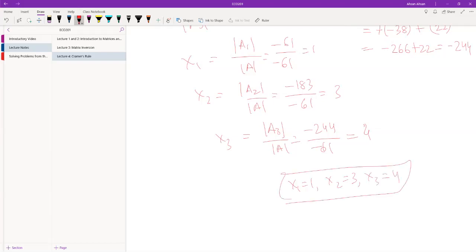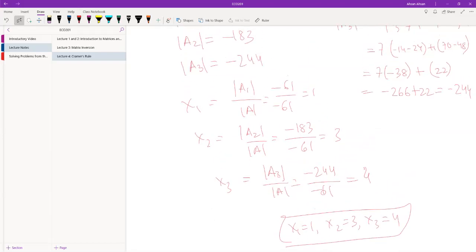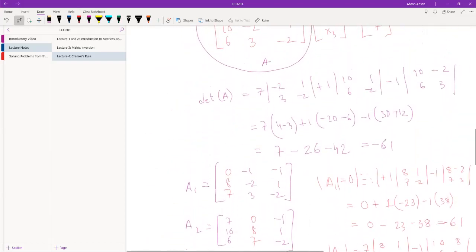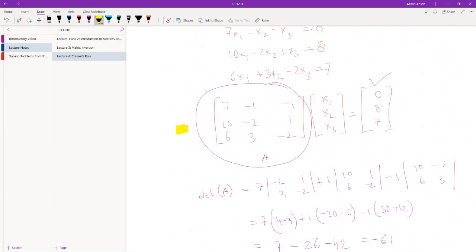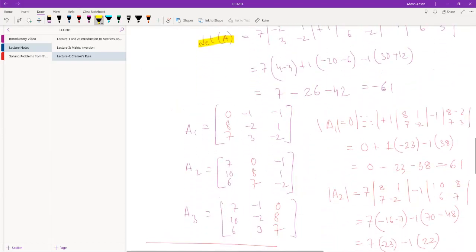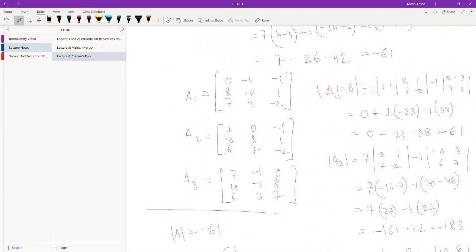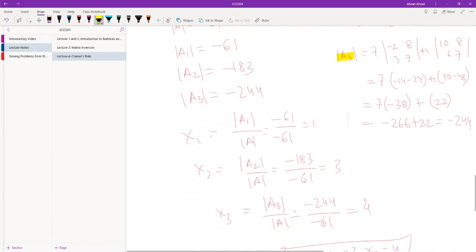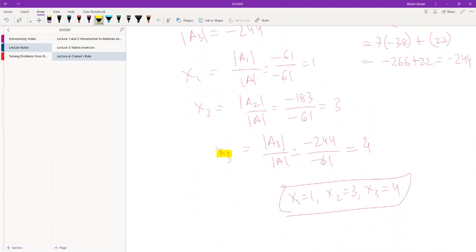Now the benefit of this approach is, suppose you did not need to calculate the value of x1, x2, and x3, you just needed to calculate x3. So what would you do if you need just x3? You take this, you calculate the determinant. Once you've calculated the determinant, you calculate A3, you calculate the determinant of A3, and then you find the value of x3. So that's a much simpler method than having to go through the entire process of matrix inversion.